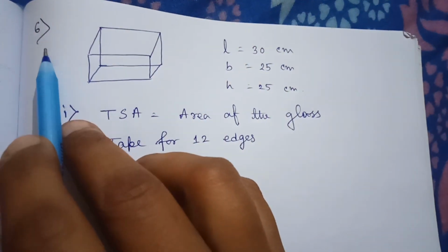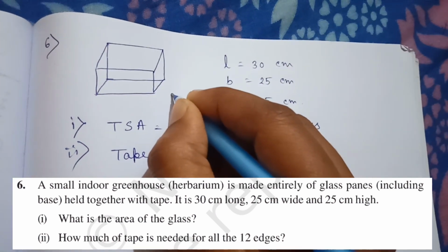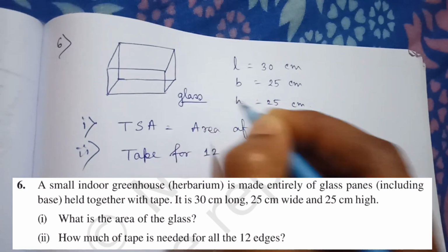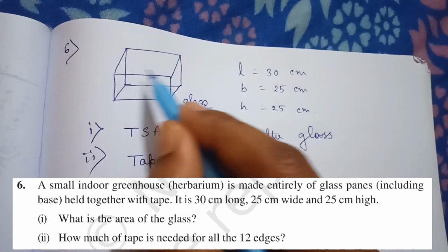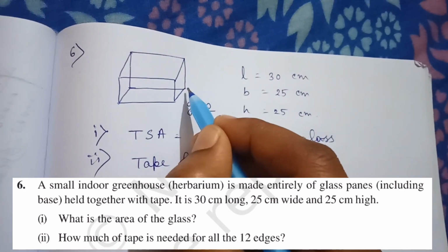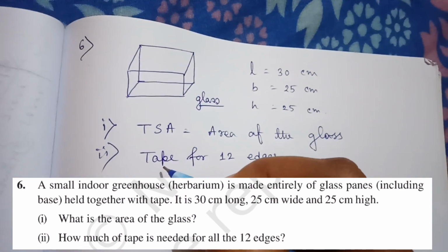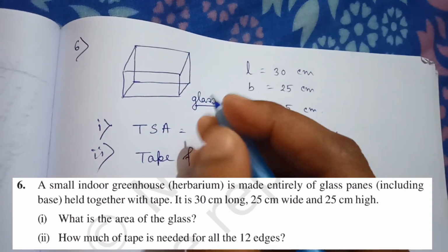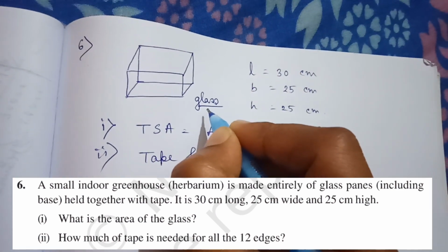Coming to question number 6. Question number 6 is that there is a greenhouse which is totally made of glass, and these all glass planes are actually attached by sellotape type of thing. Means tape, not sellotape, but some kind of tape that can attach, that can stick two glasses together.